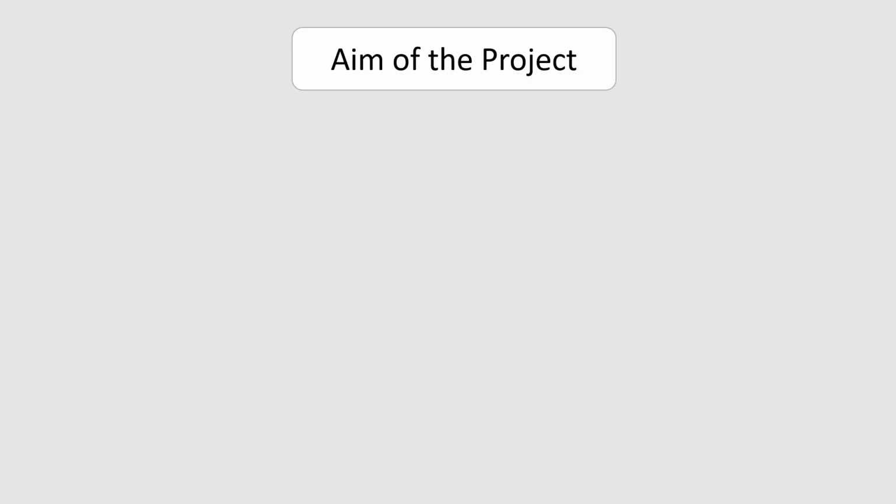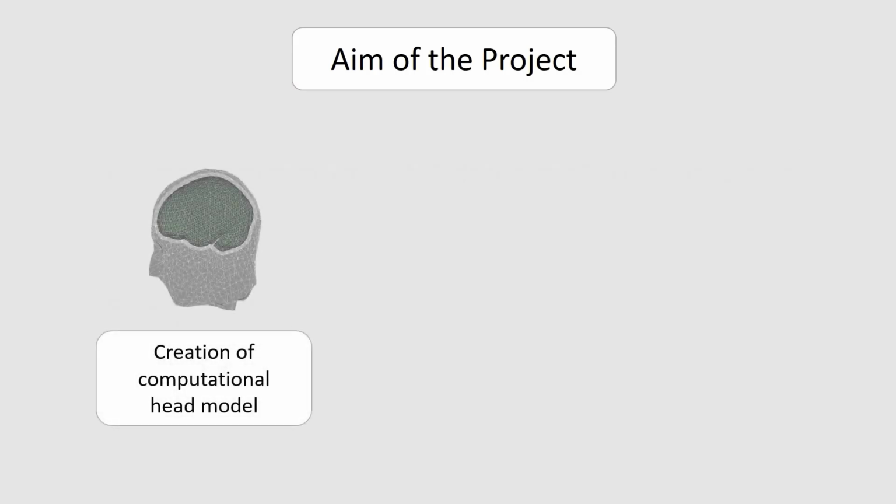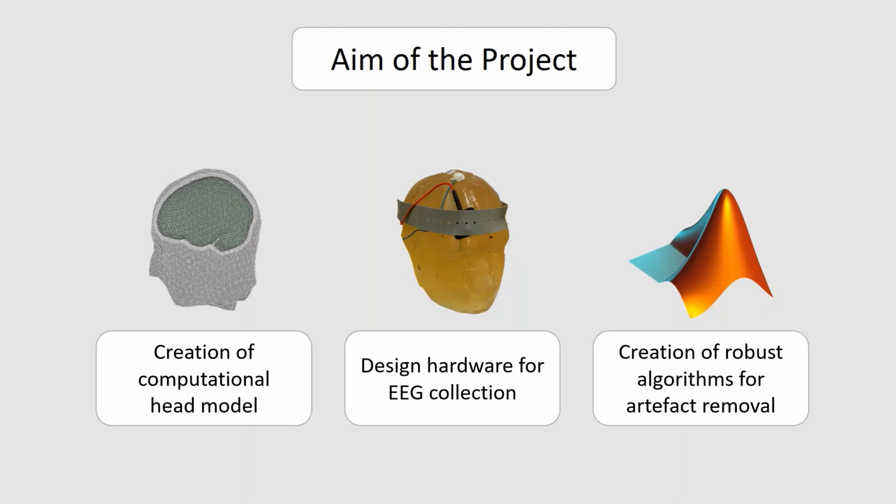Our aim is to remove the TACS artifacts using robust and efficient methods. There are two approaches to achieve this, by investigating both the software-based system and the hardware-based system. The first objective is to create a computational head model. Secondly is to design a hardware simulation for EEG collection. Finally, to create robust algorithms for artifact removal.